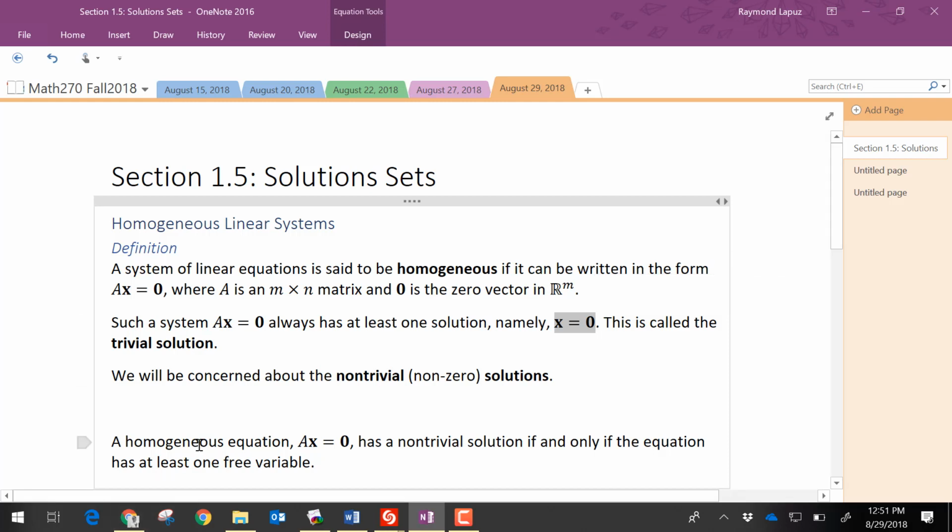And so we look for non-trivial solutions, and we do that. We know that there's going to be a non-trivial solution if we take the matrix of that system, we row reduce it, and we see at least one free variable. If we see at least one free variable, then that system has a non-trivial solution. And the chances are that non-trivial solution will be an infinite number of solutions.